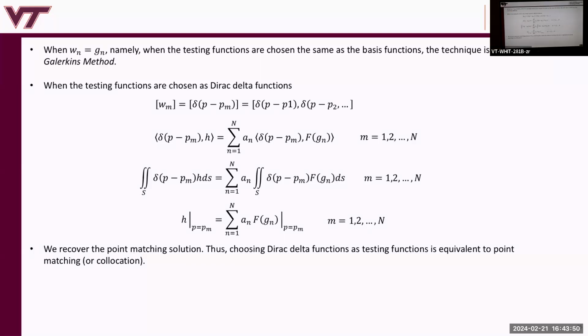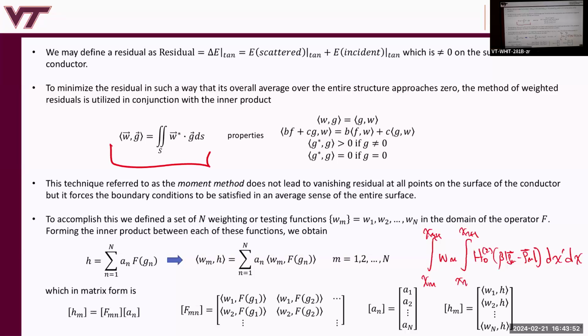Okay, let's go back to this. If W_m is a pulse, then what happens? Then this is just one, right? So this becomes the integration over x_m to x_m plus 1, x_n to x_n plus 1, just H0 of beta times rho_m minus rho_n, dx prime, dx.